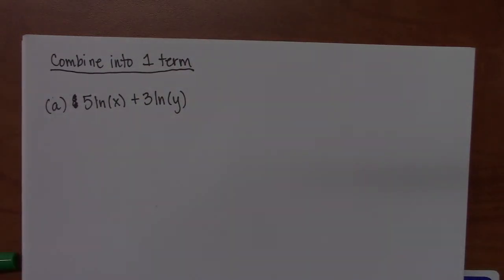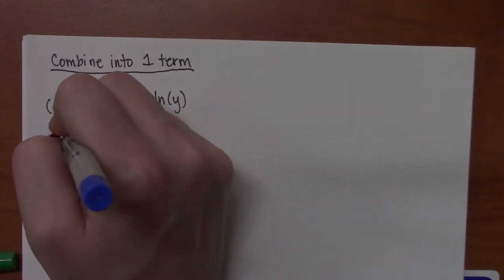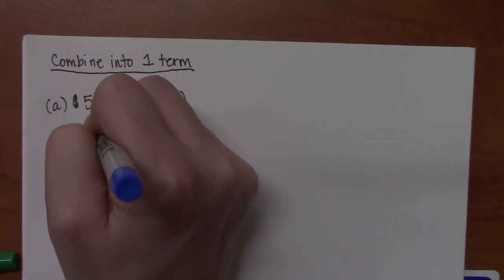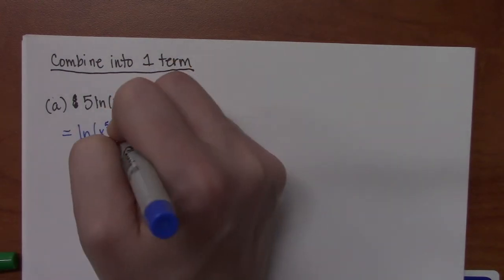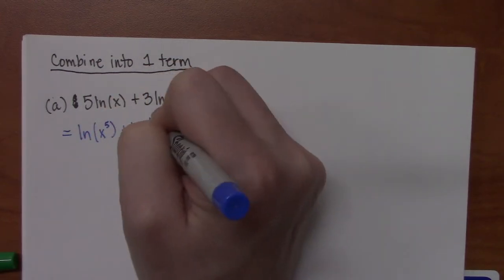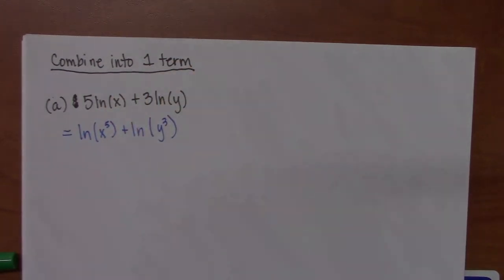So I want to combine this into one single term. Since the last thing we did when we expanded was move all the exponents down front, now we're going to do all these steps in reverse. So the first thing we want to do now is move the coefficients inside as exponents. The very first step would be this is natural log of x to the 5th plus natural log of y cubed.